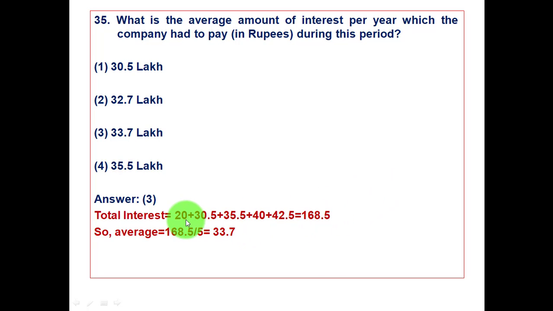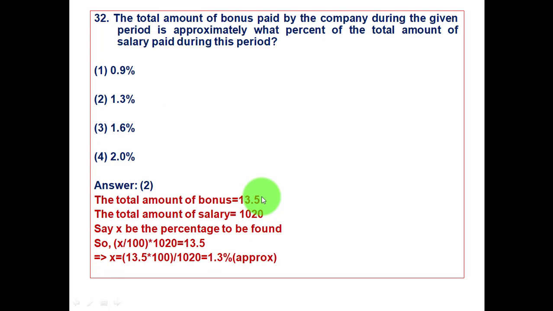How many of them are there? 1, 2, 3, 4, 5. So 168.5 divided by 5 will give you the average. So that is 33.7, and this matches with option number 3. So 33.7 lakh. Clear? So I hope this quantitative aptitude portion is clear to you.